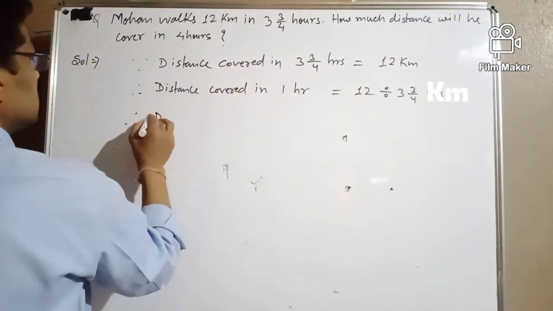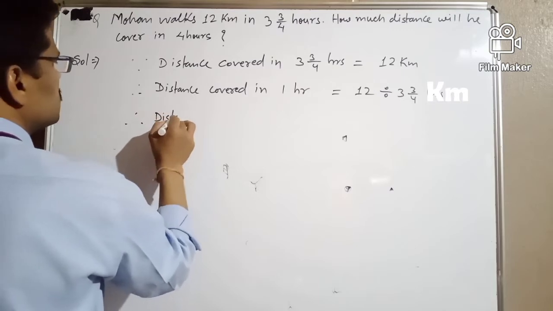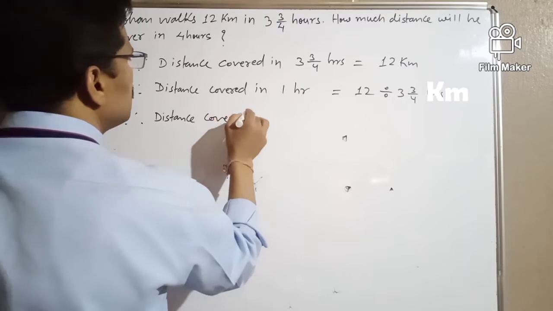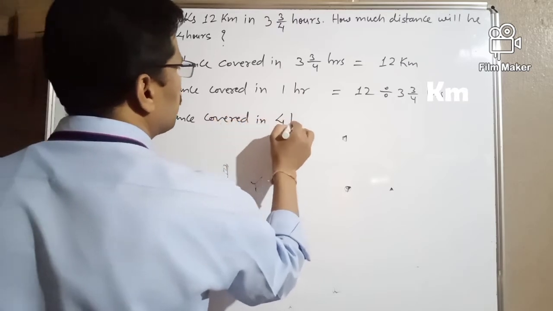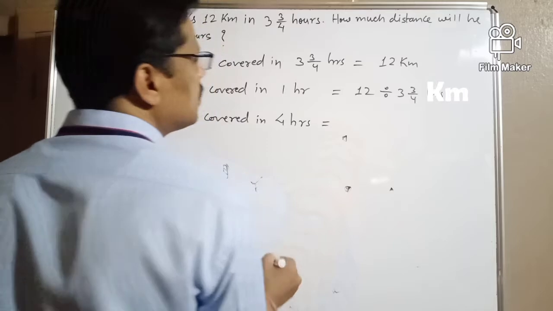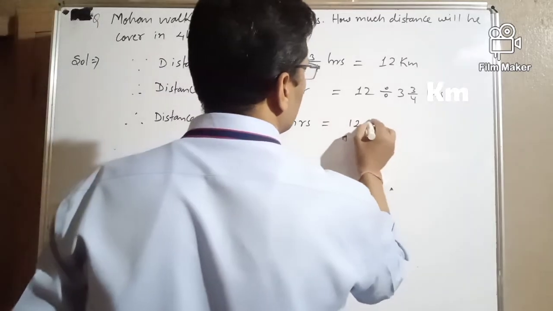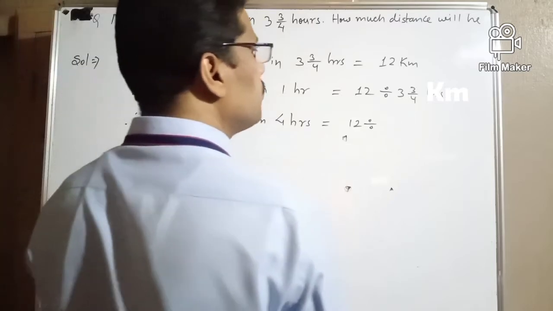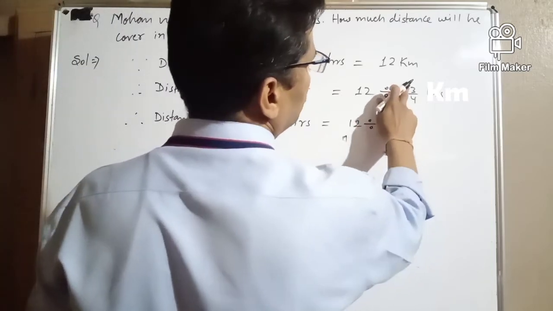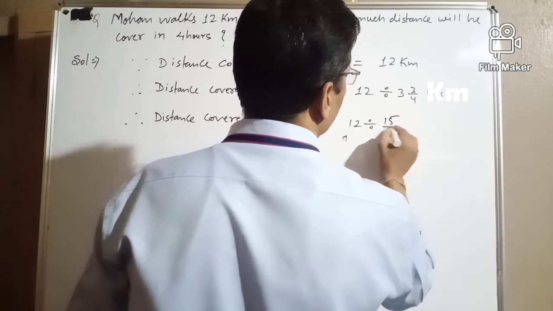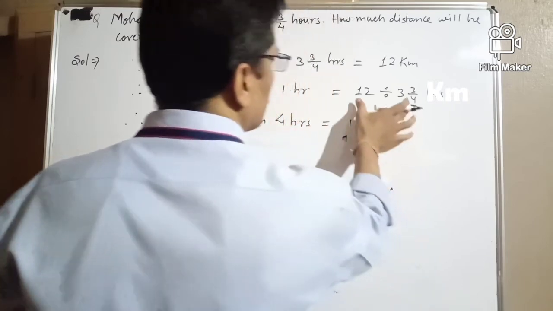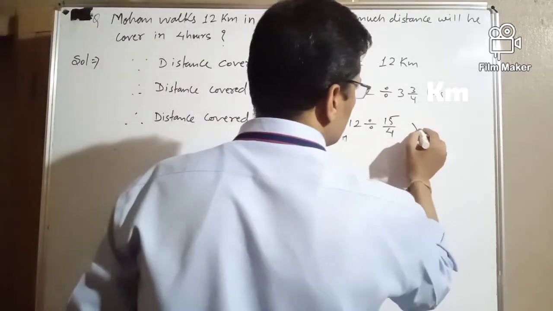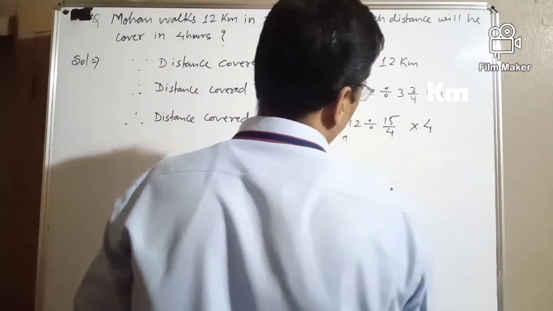Okay. Now we want to find out how much distance he will cover in 4 hours. So we can write here, therefore, distance covered in 4 hours, 12 divided by. This mixed fraction can be converted into improper. So 4 3s are 12, 12 and 3 is 15. So we can write here 15/4. Okay, this expression we write as it is. Now distance covered in 4 hours, so we will have to put multiplication and multiply by 4.